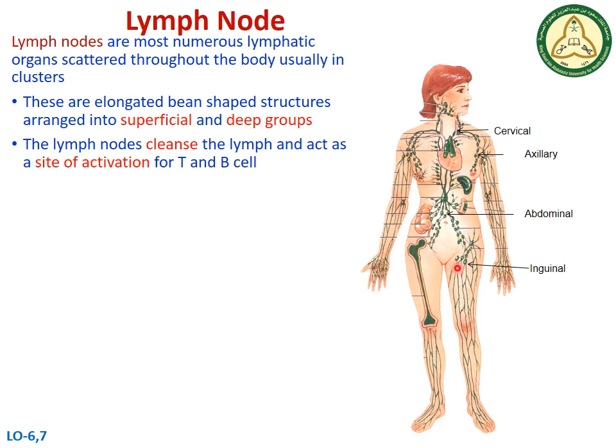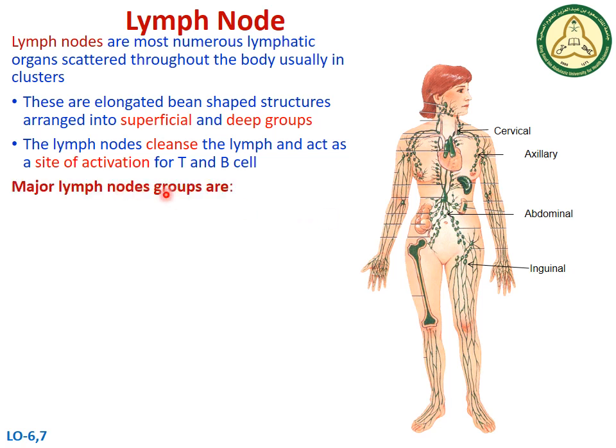These stations, these lymph nodes, contain which type of population? B and T cells. T for cellular immunity, B for humoral immunity. So if there is any infection, bacteria or something, it will cause activation of the lymph nodes. The cells start to multiply and increase in number.